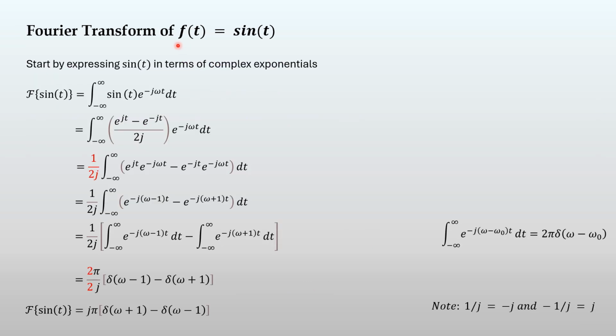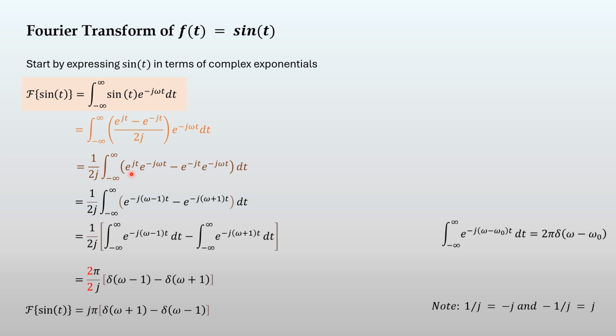The Fourier transform of the sine function is initiated by substituting the trigonometric expression with its exponential equivalent. The integral from negative infinity to infinity of sin(t) multiplied by e to the negative jωt dt is considered. The sine function is then replaced by the expression e to the jt minus e to the negative jt, all divided by 2j. The constant factor of 1 over 2j is extracted from the integral.